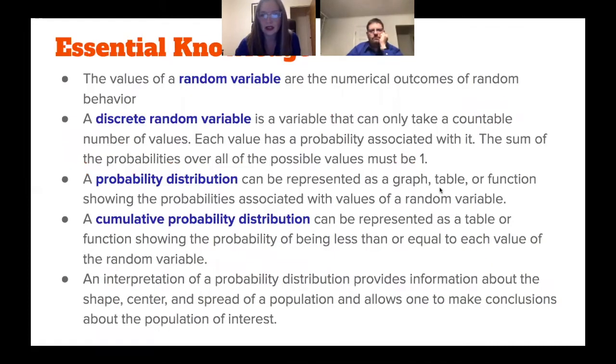So just jumping straight into our essential knowledge: the values of a random variable are the numerical outcomes of random behavior. Because this slide is the intro to something they've never done before, I feel like I should redefine everything. So at the end of the video, you might want to come back to this point, reread, and make sure you got it.